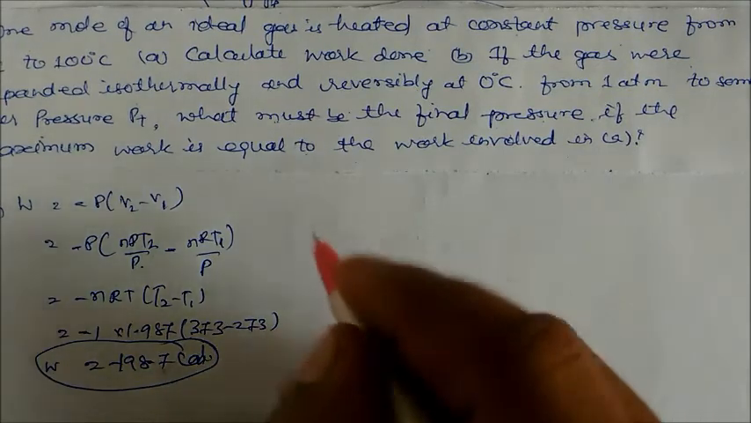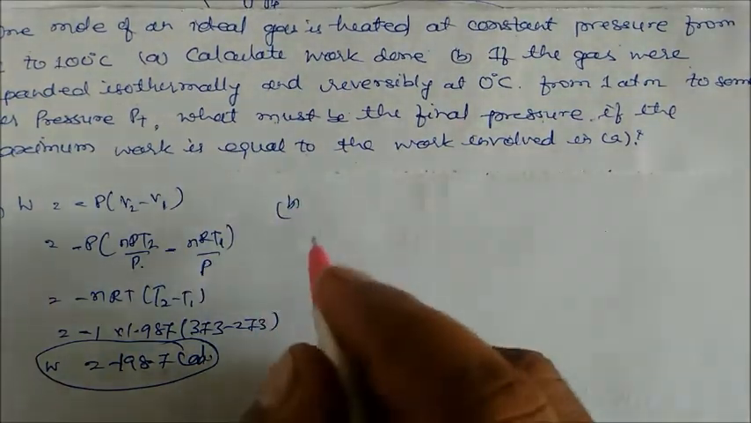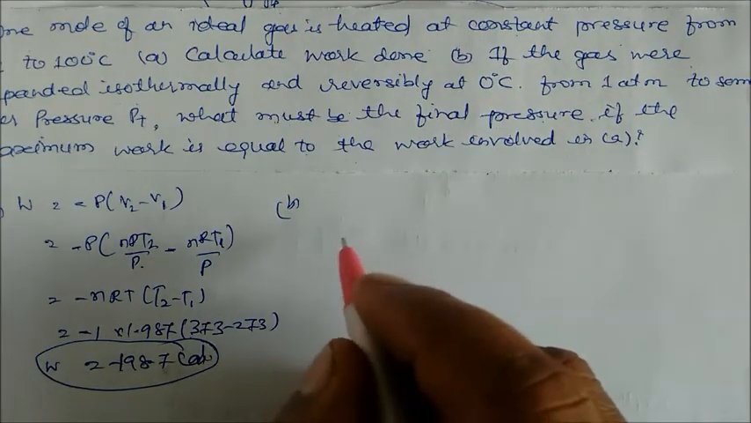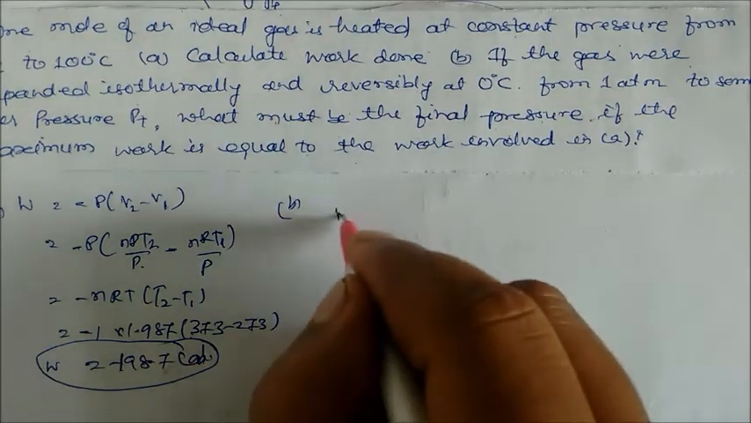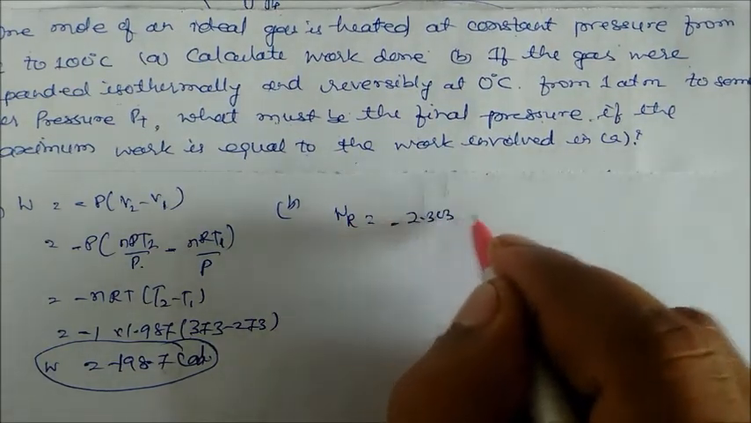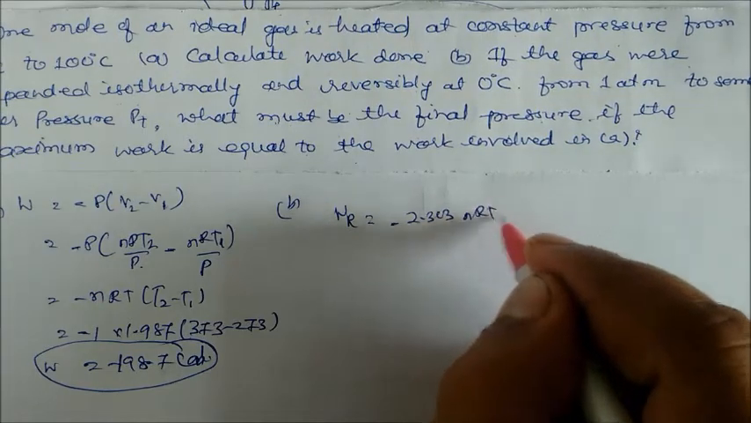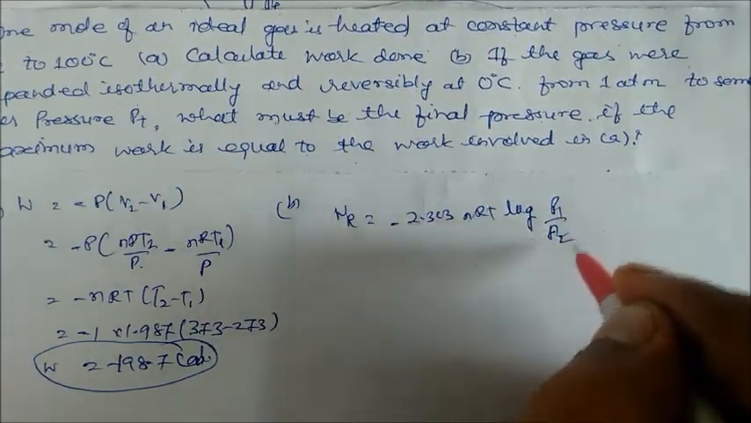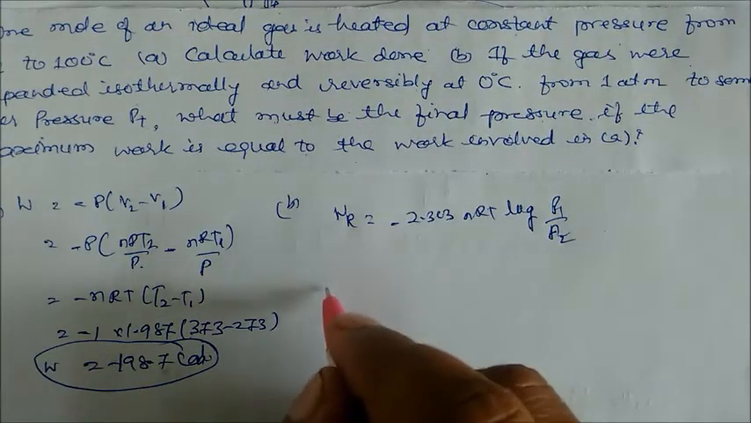Now the second part. The work done is used in reversible isothermal expansion at 0 degree centigrade. So the work done in the reversible process is used up, so it will be minus 2.303 nRT log P1 by P2, initial pressure by final pressure. So here the work done is used, so how much work done is used?